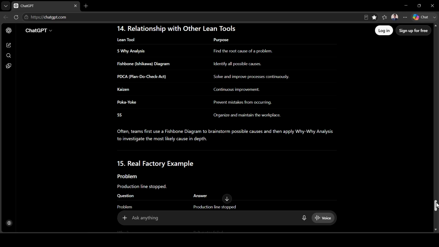Often the team first uses a fishbone diagram to brainstorm possible causes, and then applies Why-Why analysis to investigate the most likely cause in depth.